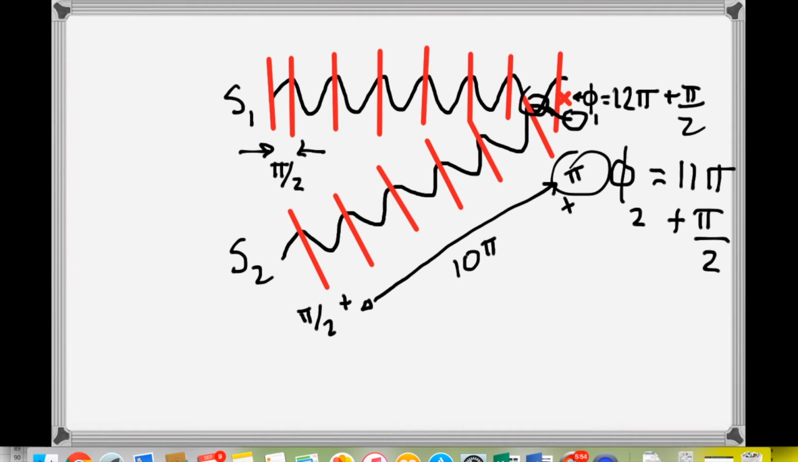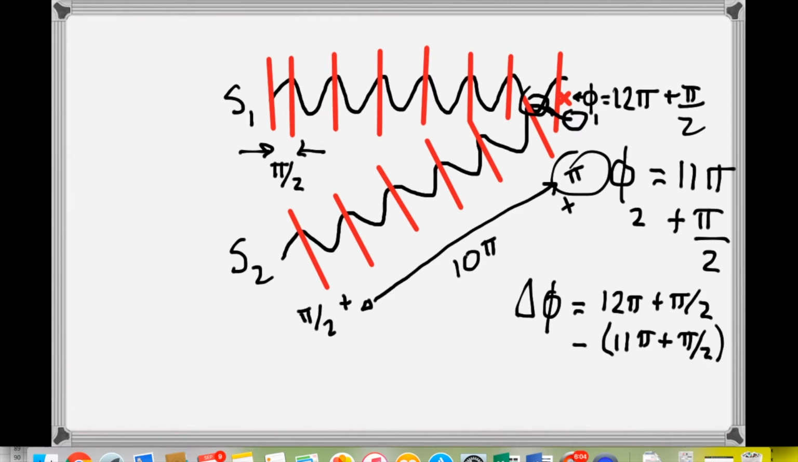And now we can calculate the difference in phase between the two waves. So one wave arrives with a phase of 12 pi plus pi over 2. The other wave arrives with a phase of 11 pi plus pi over 2. So when you subtract the two, you get that the difference in phase between the wave coming from source 1 and the wave coming from source 2 is pi. The difference in phase of pi, as we talked before, gives us a destructive interference. Those two waves are going to interfere destructively at the point marked with a red X.